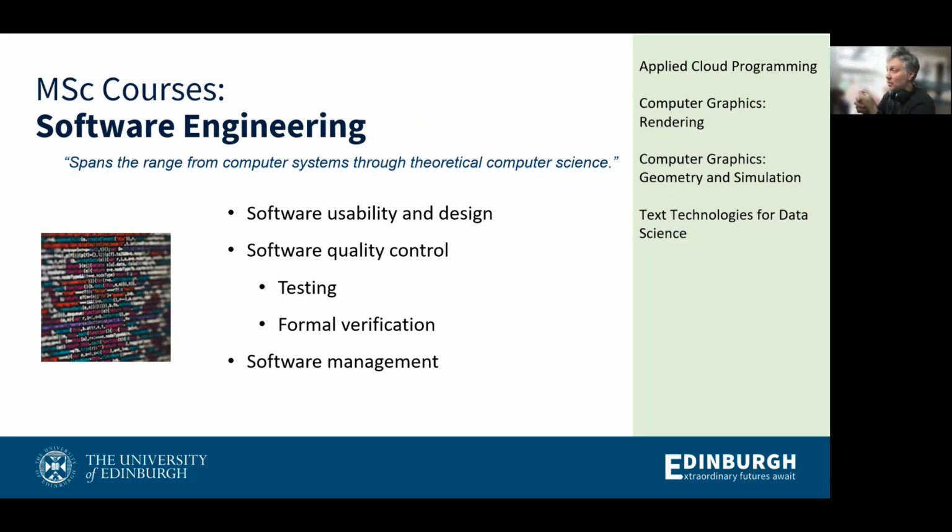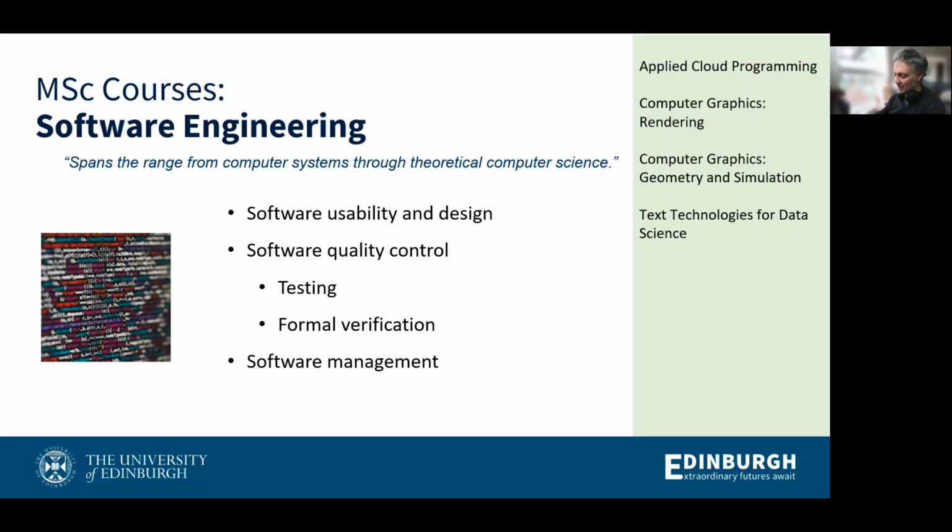Okay, so the next pillar is software engineering. Software engineering is important. Why? Because we want to make our software usable and also design our software well so that it's even more usable, right? But then also our software must not contain any bug. Therefore, we need to test the software and potentially also do something more interesting, that is formal verification. And then obviously there is about software management.